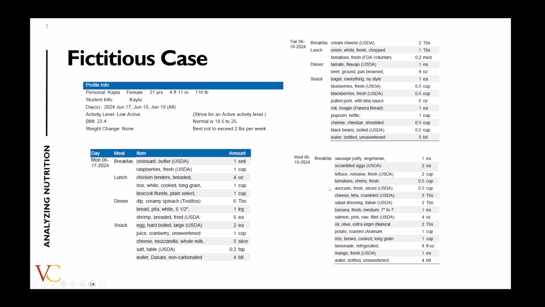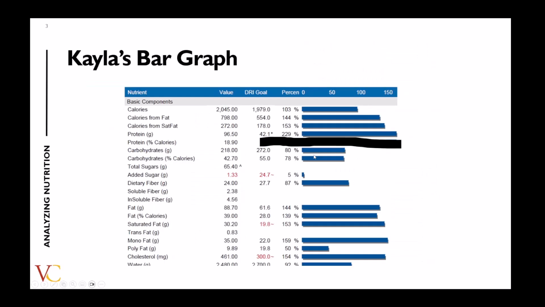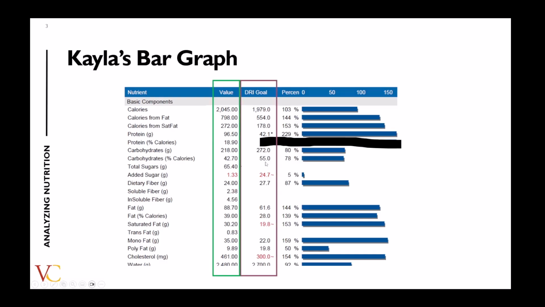Now, don't worry about what all the foods are right now. We're going to be looking at reports based on the average intake she consumed from these 3 days. The report on the screen compares the amount that Kayla consumed to the DRI goal. The DRI represents the recommended amount this person should consume by the end of the day. In other words, we are looking at how well the foods she consumed met the recommended amount for the day.